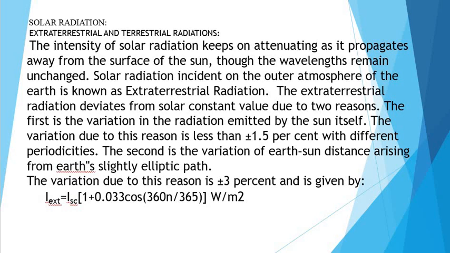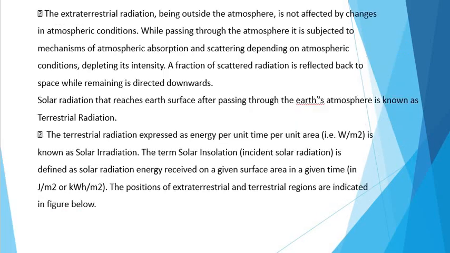This variation is about plus or minus 3% and is given by the extraterrestrial current I_extra equal to the solar constant times (1 + 0.033 cos(360n/365)) watt per meter square. Extraterrestrial radiation is outside the atmosphere and it is not affected by changes in atmospheric condition.